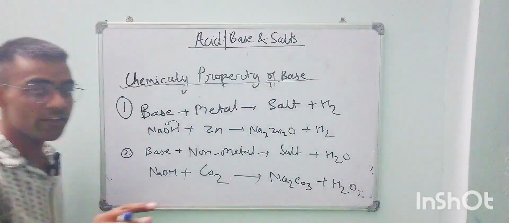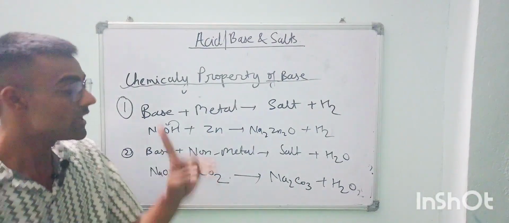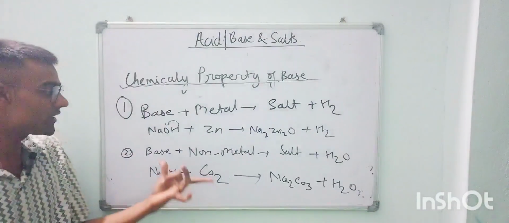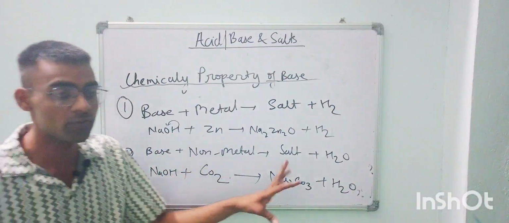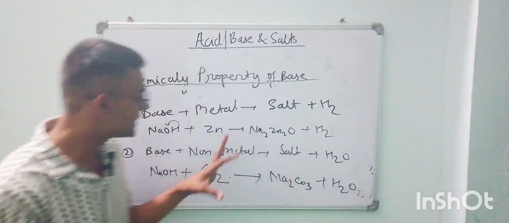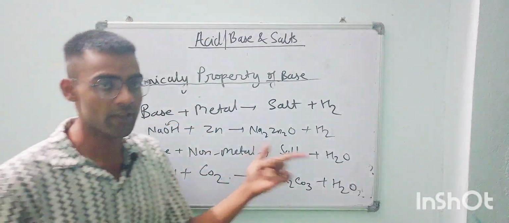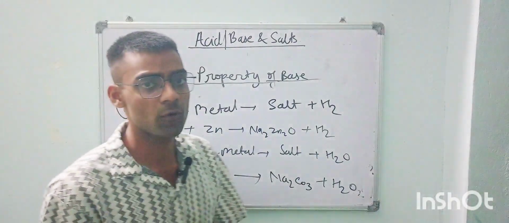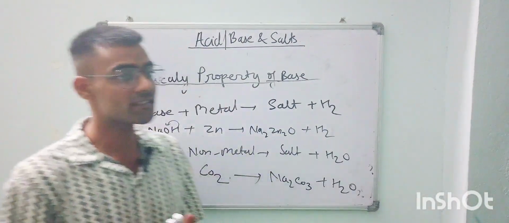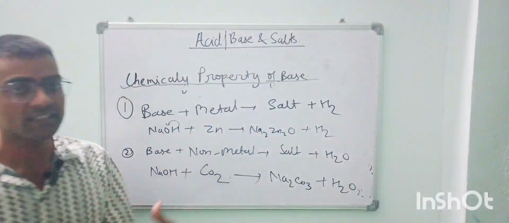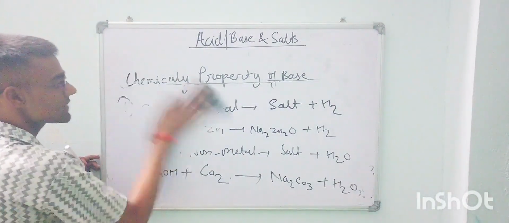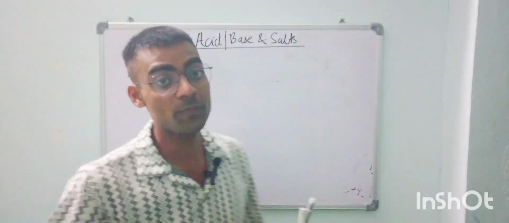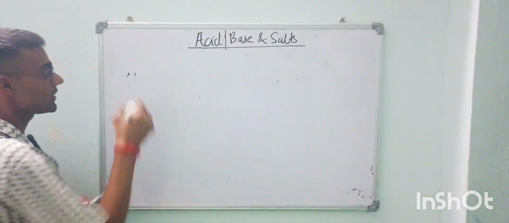So there are only two chemical properties of base. The first is that when a base reacts with a metal, it gives salt plus hydrogen. And in the second case, when a base reacts with a non-metal, it gives salt plus water. These are the two chemical properties of base. So this is about the chemical properties of acid and base. And now we will discuss separately what acids are and what bases are. First, we will discuss the, no, before that we are going to discuss the pH scale, what the pH scale is.